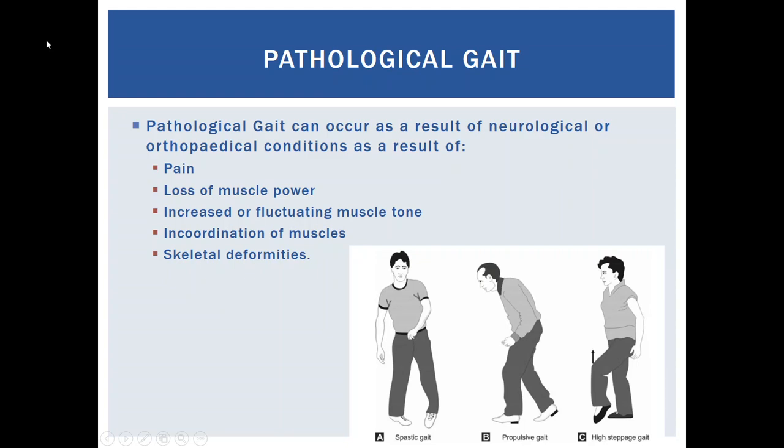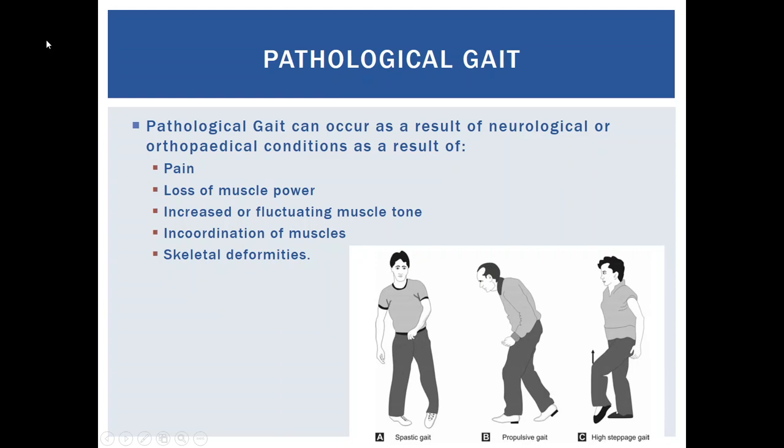The pathological gait can occur as a result of neurological or orthopedic conditions, which in turn might result in pain, loss of muscle power, increased or fluctuating muscle tone, incoordination of the muscles, and skeletal deformities. So all these are responsible for your gait to become abnormal. There's a picture here which shows spastic gait, which is generally observed in stroke patients; propulsive gait, which is usually observed in people with Parkinson's; and then high steppage gait.